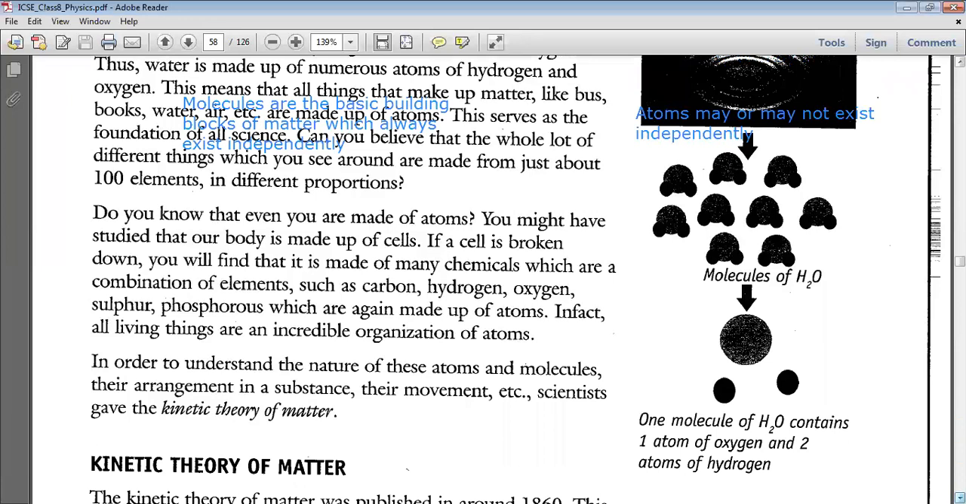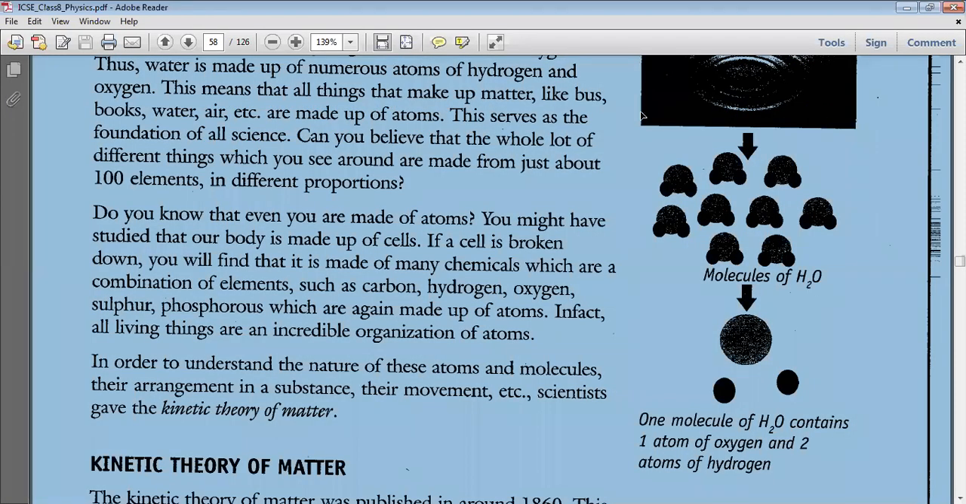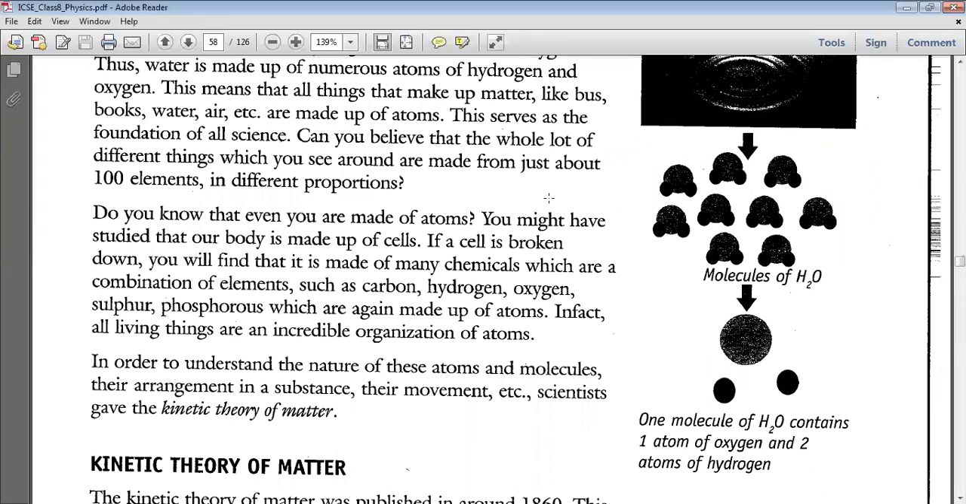Now our body, in biology you have learned that the human body or every living organism is made up of cells, and if a cell is broken down, you will find that the cell is made up of many chemicals. These chemicals are a combination of elements like carbon, oxygen, sulfur, phosphorus, and these elements are again made up of atoms. So you can understand that all living things around us are simply an organization or a collection of atoms.